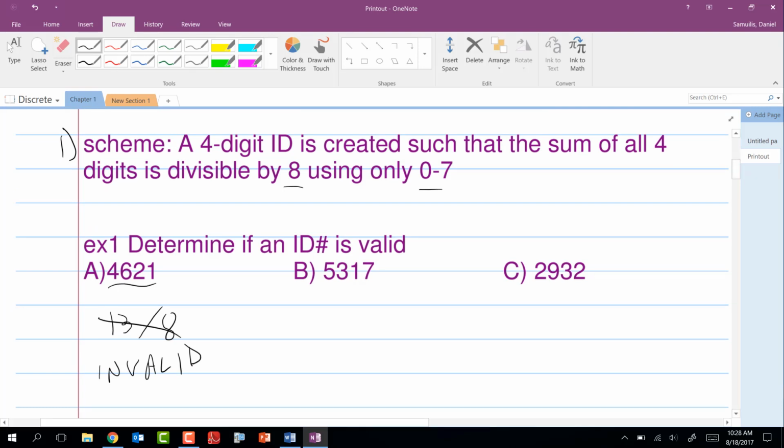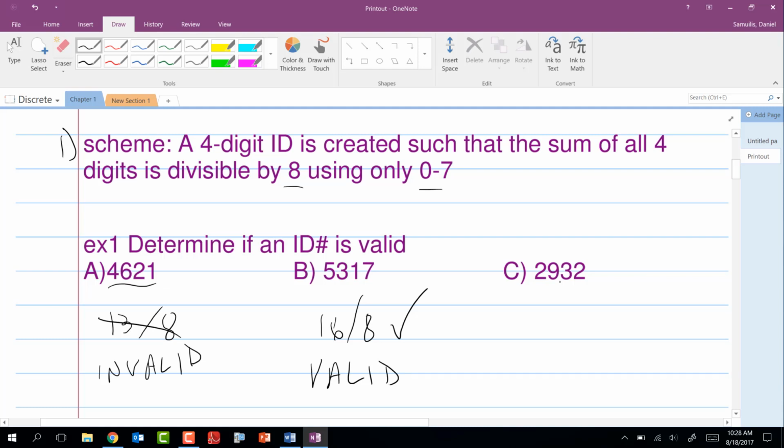What's 5 plus 3 plus 1 plus 7? Isn't that 16? Is that divisible by 8? Yes or no? Are all these digits valid? Yes, yes, and yes. So this is valid, and you could proceed on with logging into the system, let's say.